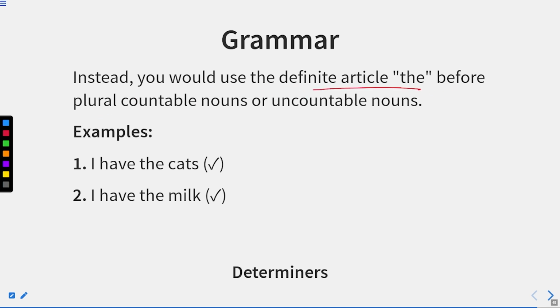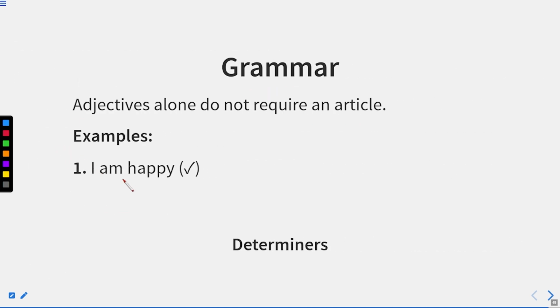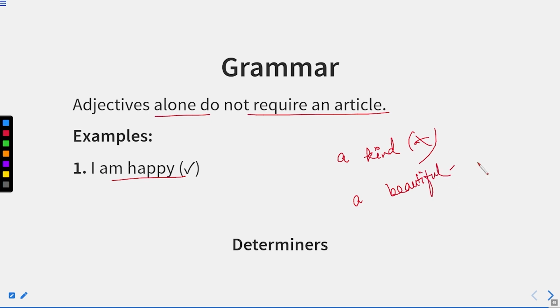Instead, you would use the definite article the before plural countable nouns or uncountable nouns. I have the cats. I have the milk. Or I have milk is also correct. Now, I am happy is the correct sentence. Adjectives alone do not require an article. If I say a kind, this is incorrect. If I say a beautiful, that is incorrect. But if I say a beautiful girl, that is correct. An intelligent, incorrect. An intelligent boy, that is correct.